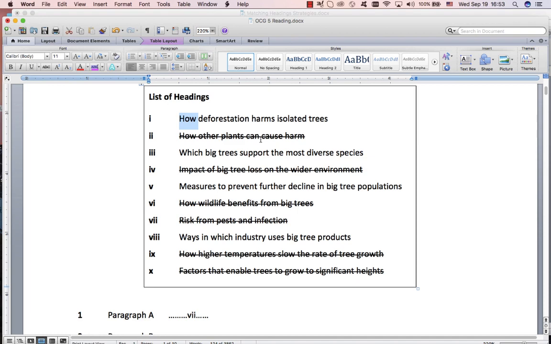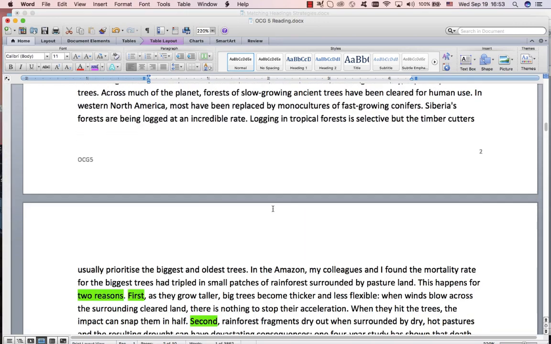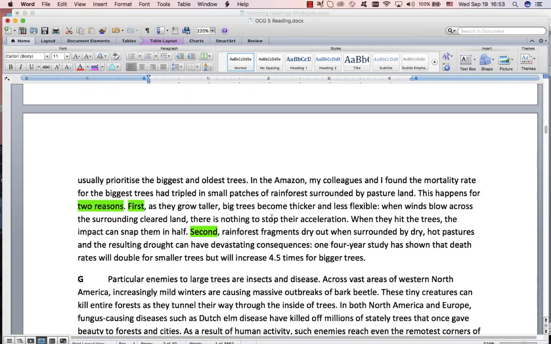This is bothering me. But at this point, we're just going to guess and say this, but it is bothering me a little bit. Let's see if they can say how. Isolated trees. Now that is actually the isolated trees. They're small patches of land surrounded by pasture land. Pasture land is farmland, so the trees are isolated. Then this is the how. Okay, there I see it.